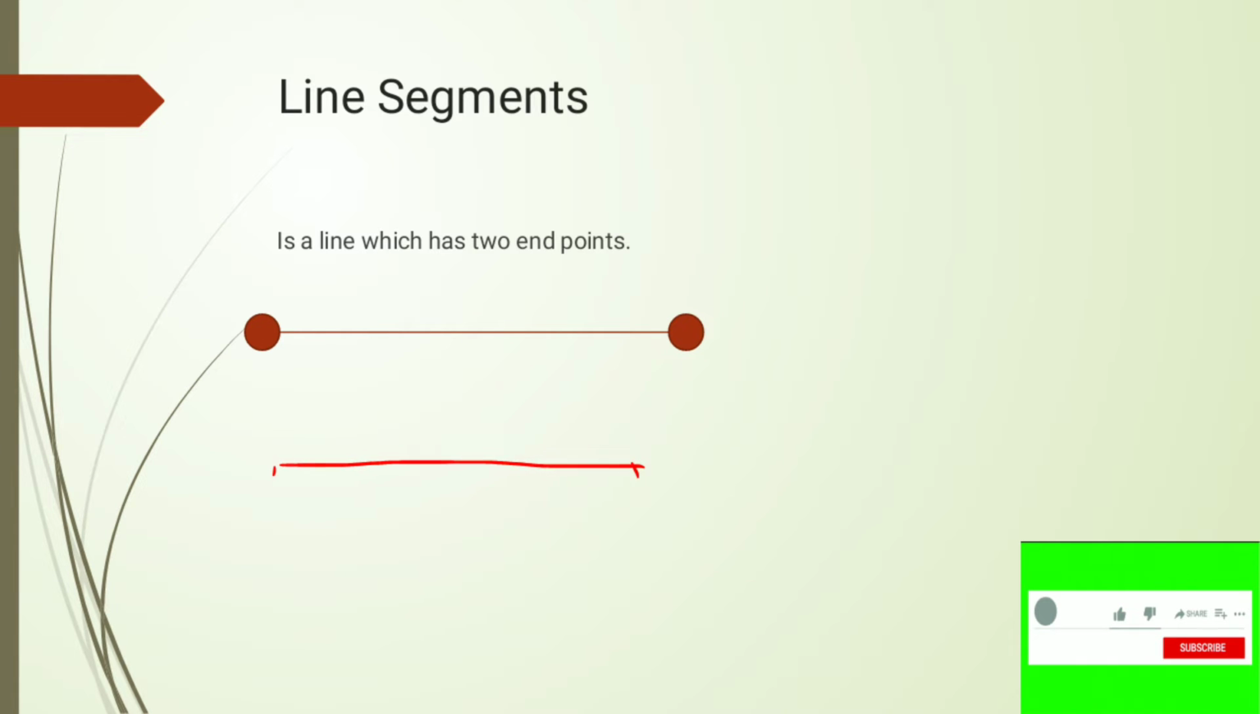Okay, so you're going to make small dots. Actually, I'm trying to make a dot, but it's not happening over here. But you have to make small dots.